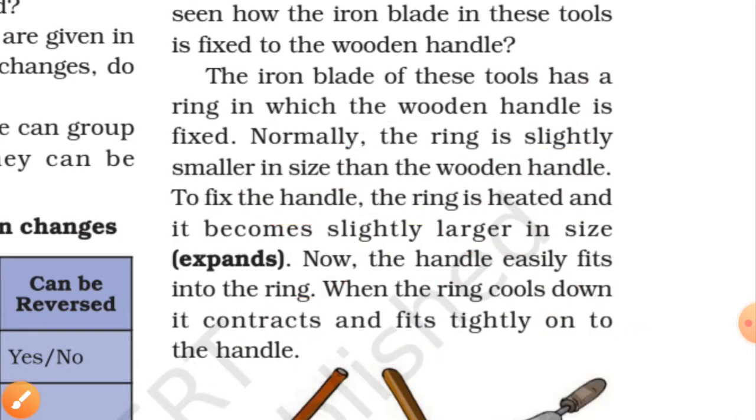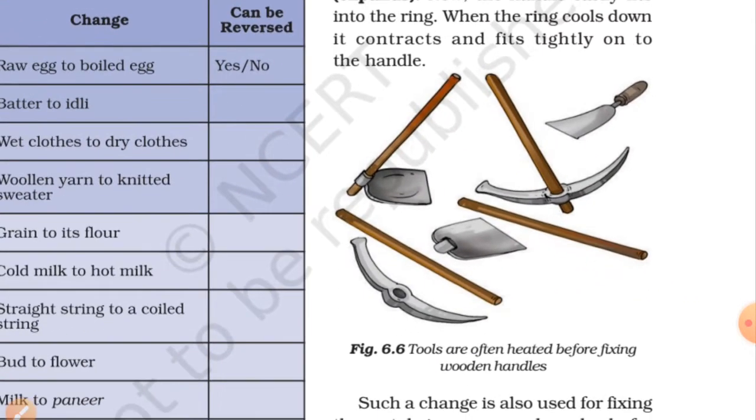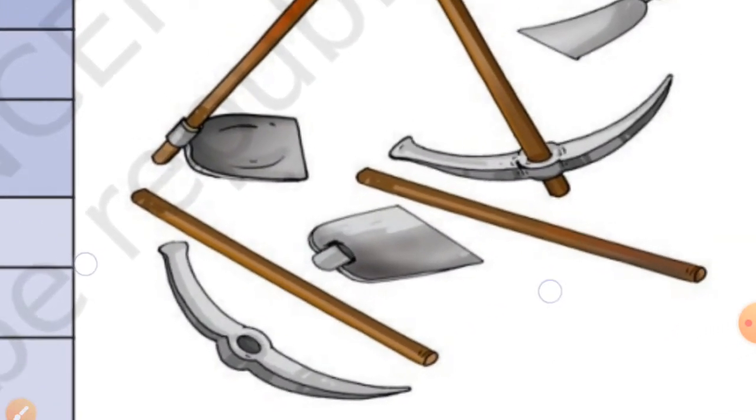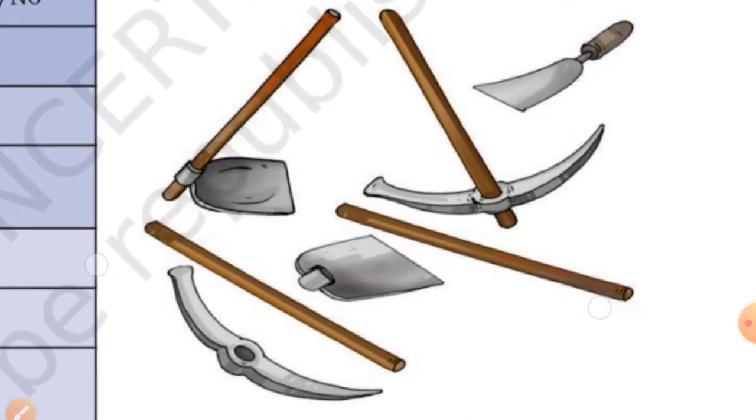So normally this iron ring is slightly smaller in size. So what do we do? See, I have told you the method, which is expansion.